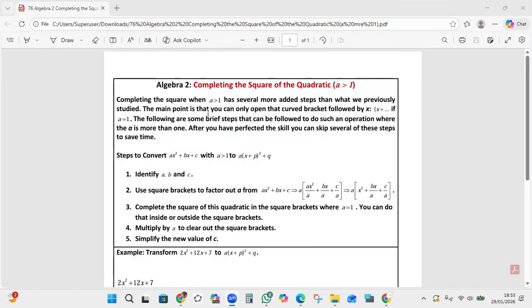The main point is that you can only open that curved bracket followed by x plus, only if a is equal to 1, right? So when you are completing the square, you have to open a bracket and you put x and plus or minus, and then you put your p, close bracket squared. But the rule is that you can only open the bracket when a is equal to 1. In the examples we did, when a is equal to 1, we open the bracket right away. That is in slide 75.